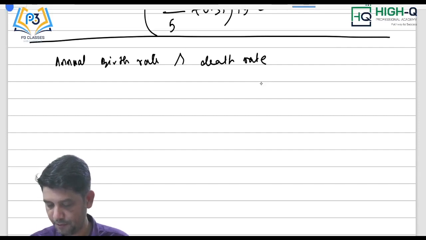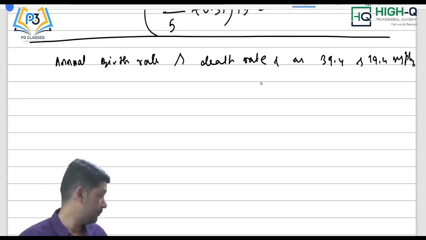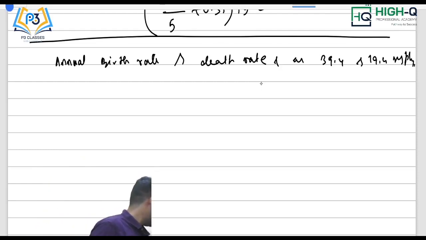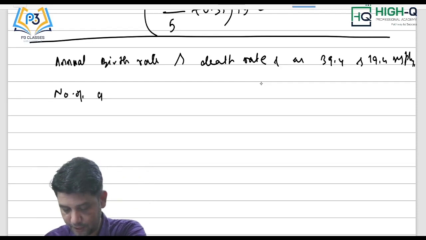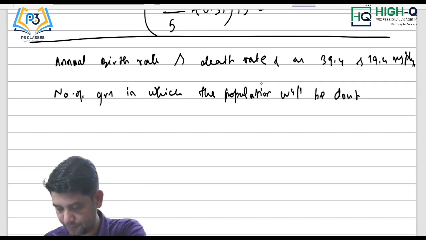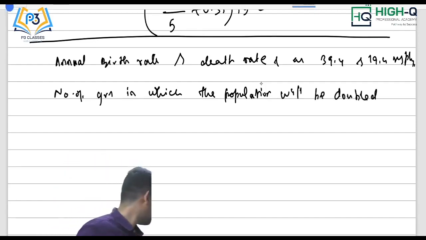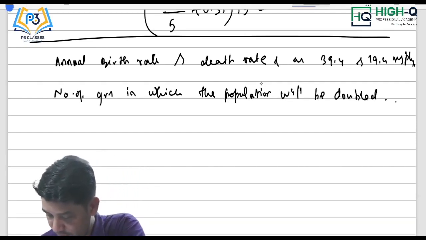Of course, you remember: 39.4 and 19.4 respectively. Now, the number of years in which the population will be doubled, assuming there is no immigration or emigration. Now look at this. This is the question.